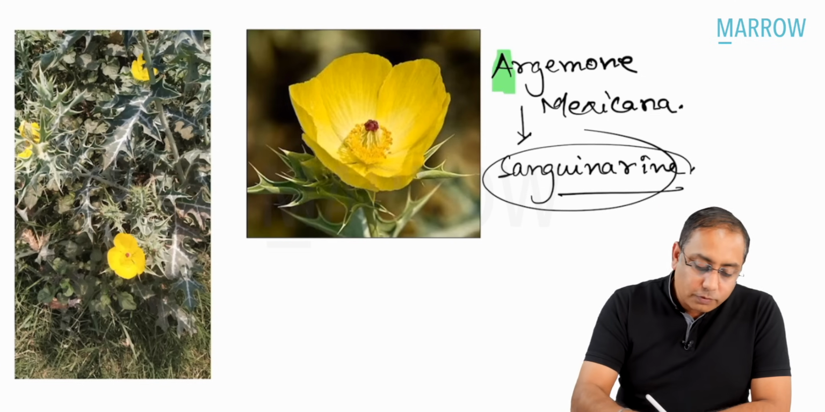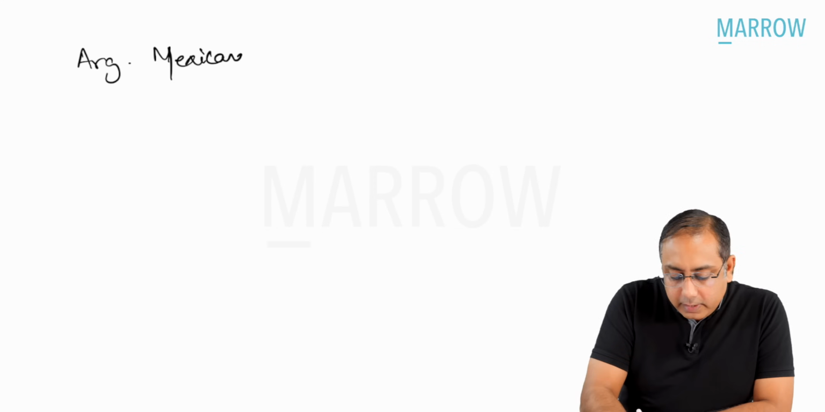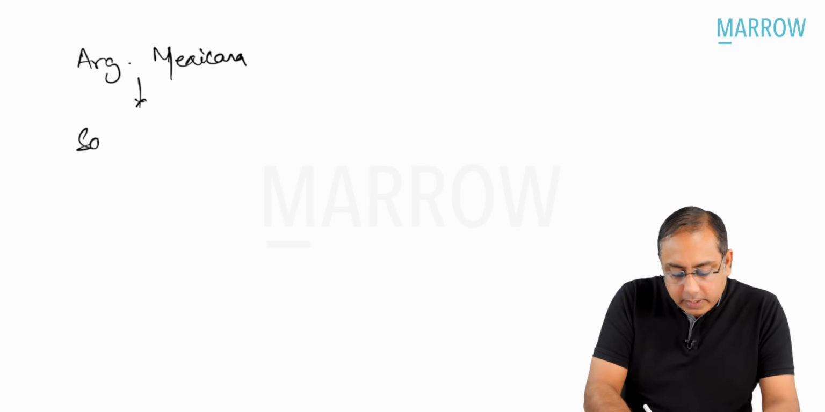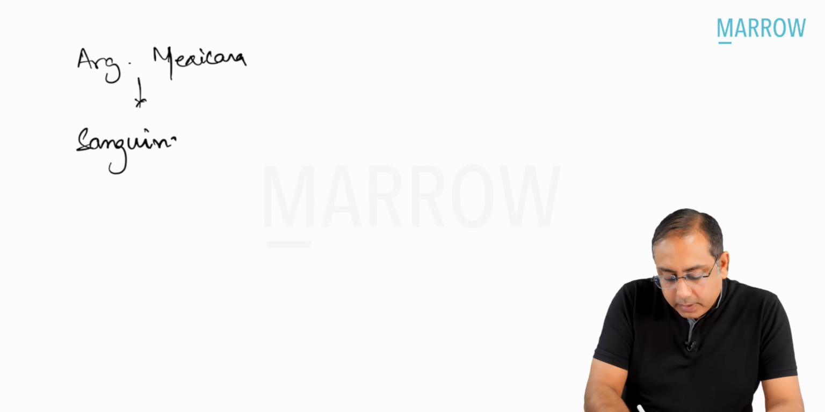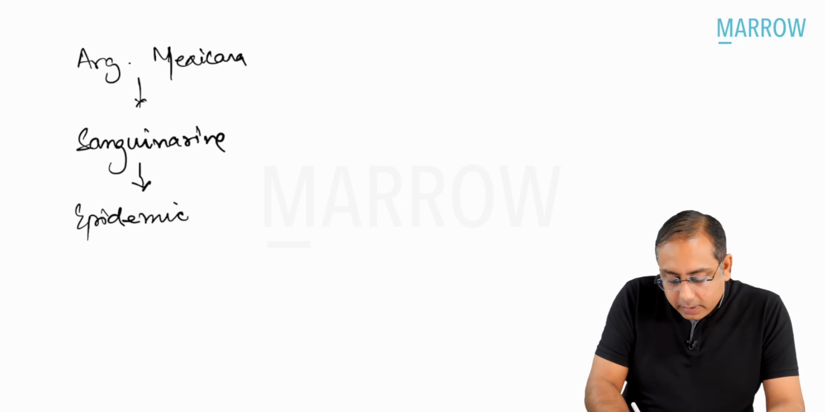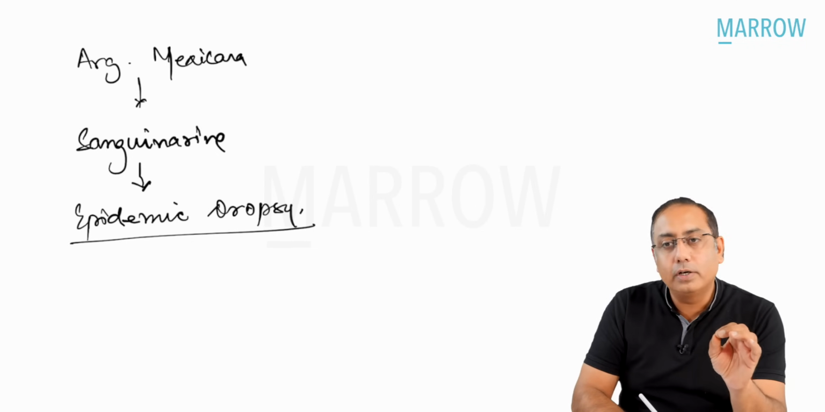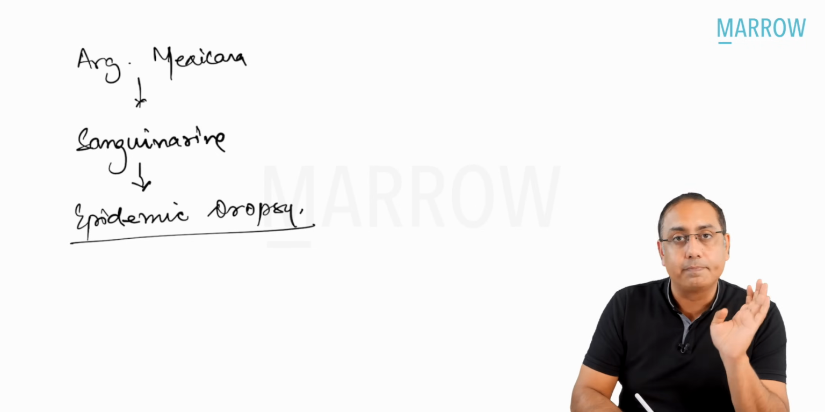So why do we study Argemone mexicana? Argemone mexicana contains a toxin. What is the name of the toxin? It is sanguinarine. What is the disease caused by sanguinarine? It causes a disease, epidemic dropsy. What happens in epidemic dropsy? Beta, sanguinarine is an inhibitor of glucose or glycogen metabolism.